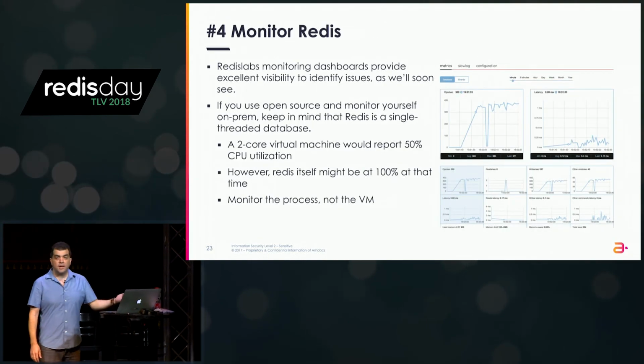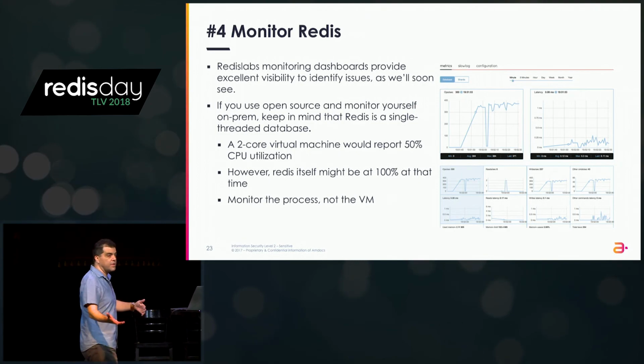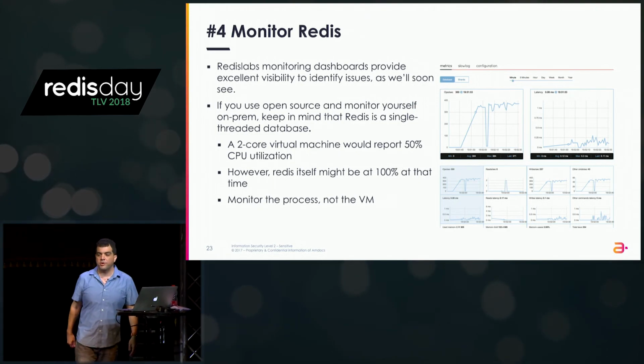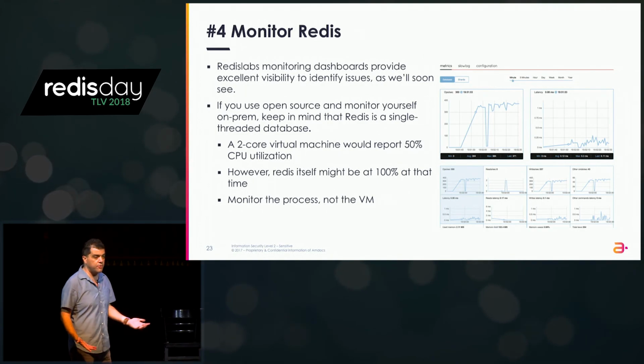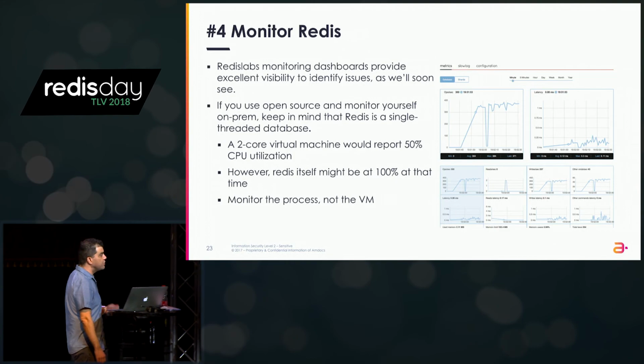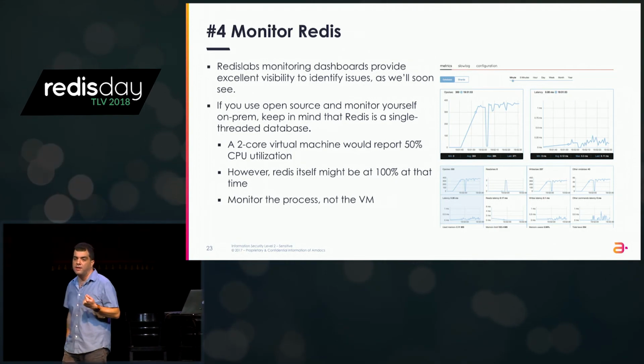So number 4 is how you should monitor Redis. Again, if you're using Redis Labs, it's pretty easy. You have all the dashboards. If you're using cloud environments, usually they provide their metrics. If you're using on-prem, which is something that we happen to do a lot, you need to make sure that you're monitoring correctly and you monitor the process itself that's running, right?